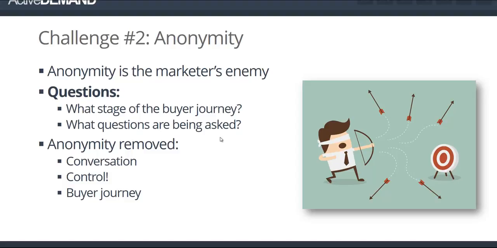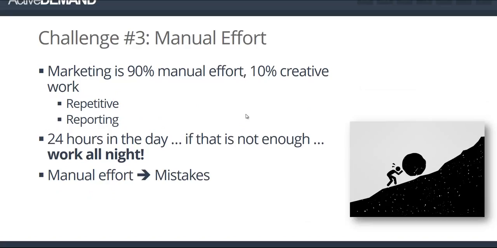When they're anonymous, you don't really know what stage of the buyer journey they're on, or what questions are being asked. You could see that somebody hit the website and get some very generic stats about the person, but really you're guessing as to what questions they're asking when they're consuming a specific asset or looking at a specific page. While they're anonymous, you are not engaged in a conversation with the prospective buyer. But once anonymity is removed, you can engage in a conversation. You can actually be in control of the conversation, so you can assist in the buyer journey.